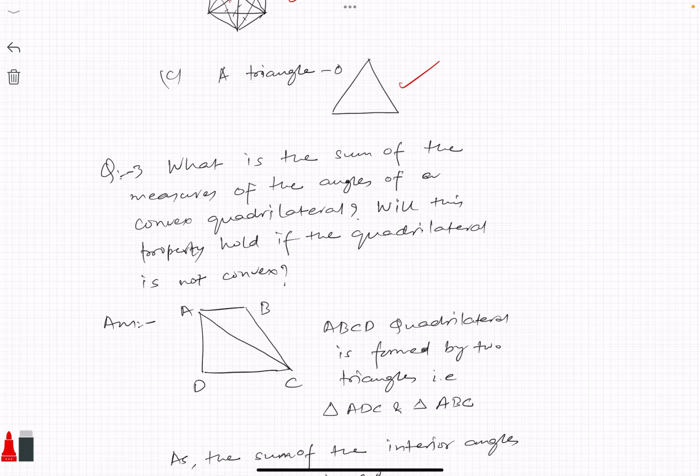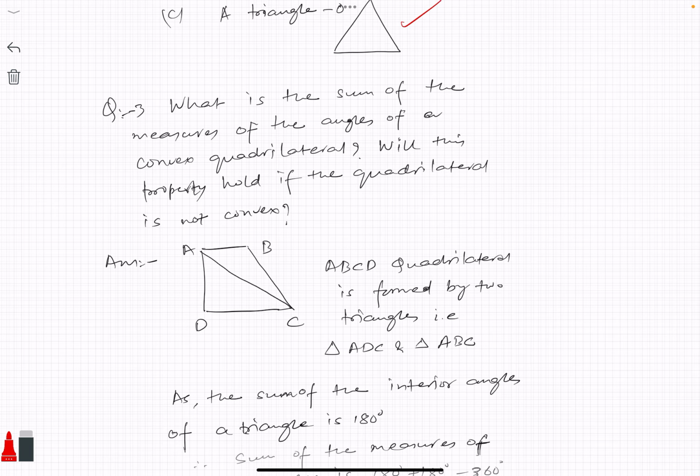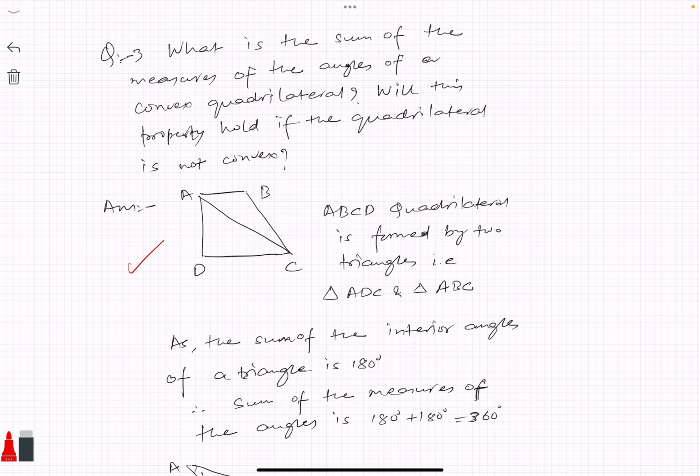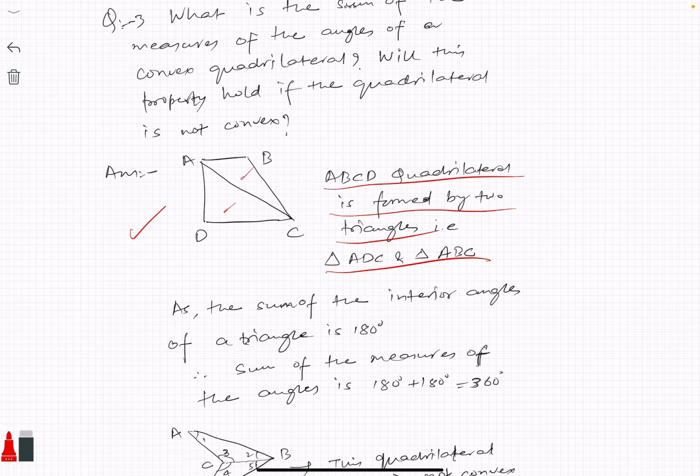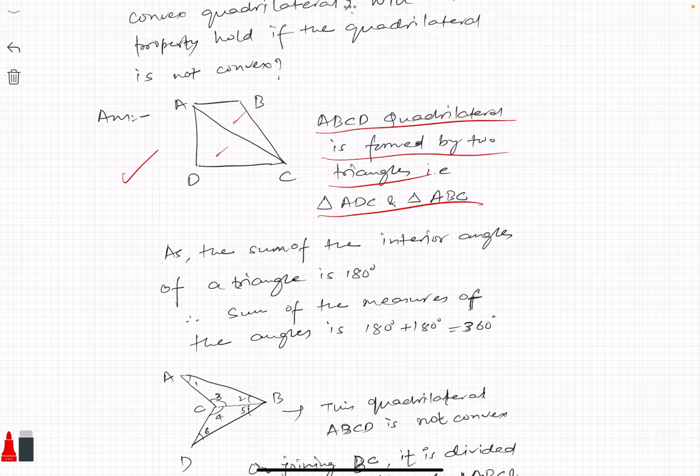Question number 3: what is the sum of the measures of the angles of a convex quadrilateral? Will this property hold if the quadrilateral is not convex? This is the answer. Quadrilateral ABCD is formed by 2 triangles, triangle ADC and triangle ABC. As the sum of the interior angles of a triangle is 180 degrees, the sum of the measures of the angles is 180 degrees plus 180 degrees, that is 360 degrees.